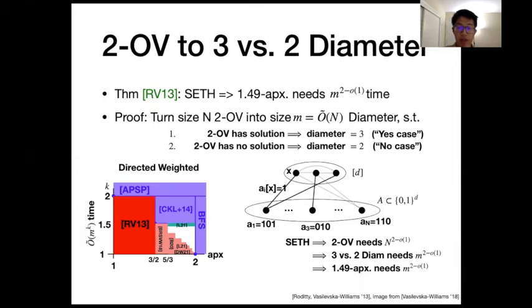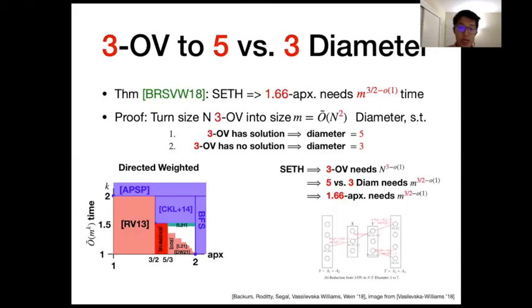How do we improve the hardness of approximation ratio? So what is done in this other paper, BRSVW, is they show a hardness of a 5/3 minus epsilon approximation. Now instead of starting from a 2 orthogonal vectors instance, they start from a 3 OV instance, and they turn it into a size n squared diameter instance. And they get this gap: if there's a solution, the diameter is 5. If there's no solution, the diameter is 3. And then you plug it in through the machinery. SETH implies that 3 OV needs cubic time. So distinguishing between 5 versus 3 diameter needs big N to the 3rd time, or M to the 3/2 time, because M is quadratic. And then this gives you your hardness of approximation.